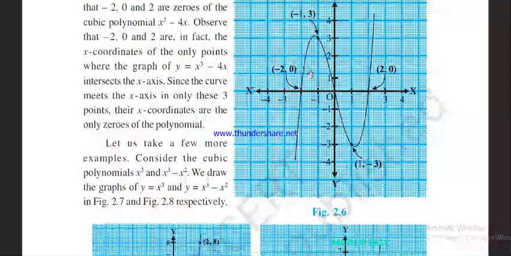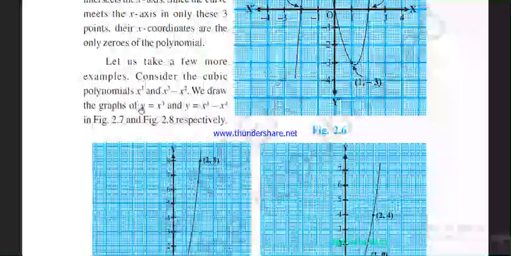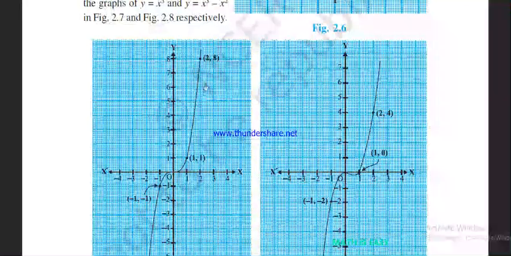The graph of the function is x cube minus 4x. For this function, the graph is this one. So here the x values will be -2, 0 and 2. If I take another graph, y equals x cube, the graph is going to be this one.